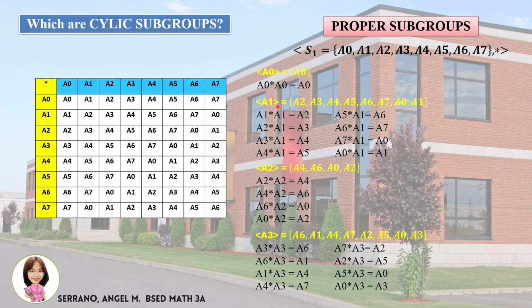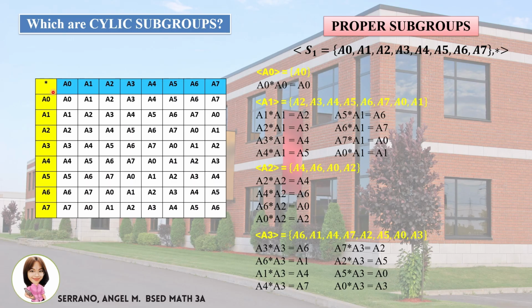So the elements generated by A1 are A2, A3, A4, A5, A6, A7, A0, and A1. We may have these results by operating an element repeatedly, in this case repeatedly to A1. So, for instance, we have A1 star A1 is equal to A2. That's why we have A2 here.